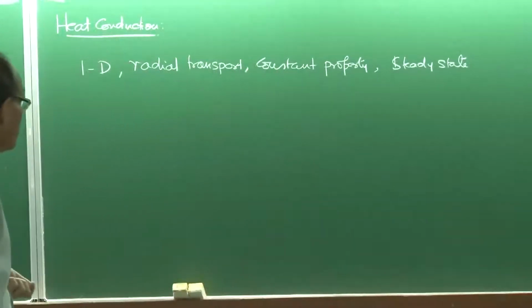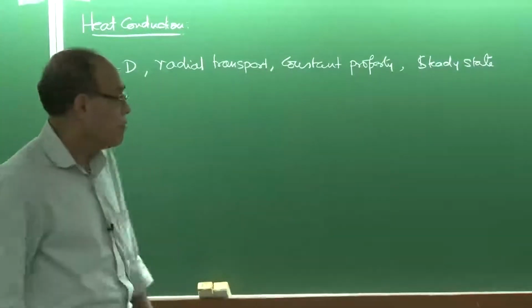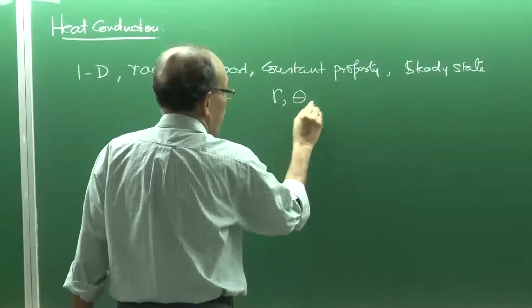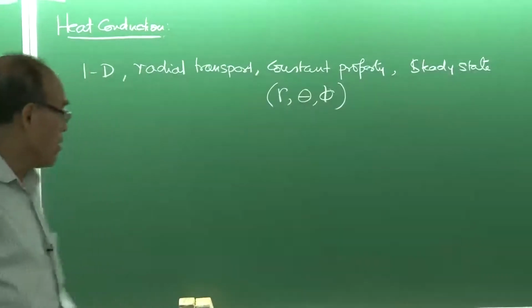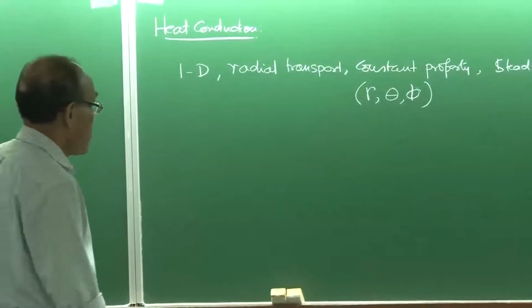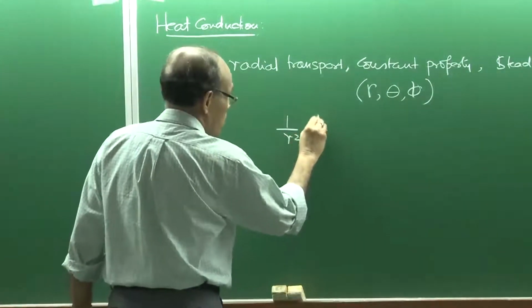So, if we now apply this simplification, the spherical r, theta and phi as a coordinate system, the governing equation that I had written in terms of the unsteady terms, the second order derivative terms and the heat generation term, that is going to simplify to this particular form.